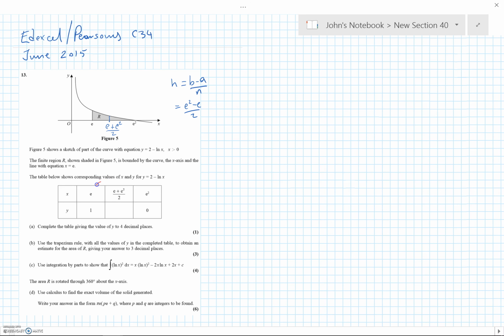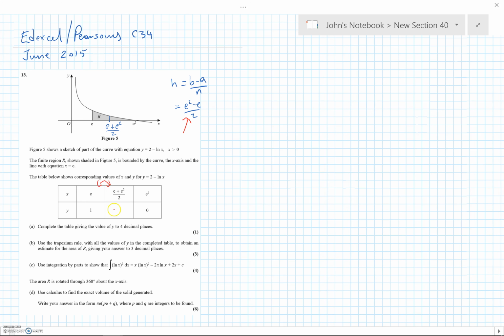This one in particular doesn't have conventional intervals between them. We often see intervals of 1 between them or 2 or whatever, but here we've got a bit of a strange one. h is equal to b minus a over the number of strips, which is 2 in this case. Or alternatively, we'll find the difference between these two.